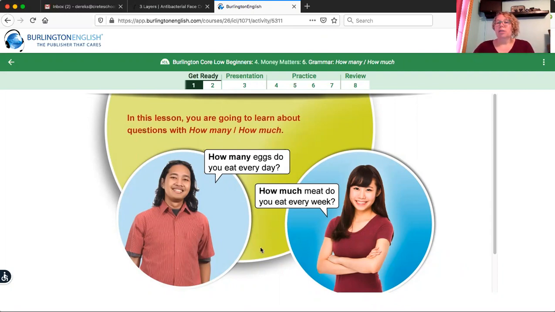So here are two examples. One is similar to the question I asked you. How many eggs do you eat every day? The question with the woman is a little different. How much meat do you eat every week? And in these examples, the question words are in dark black letters.